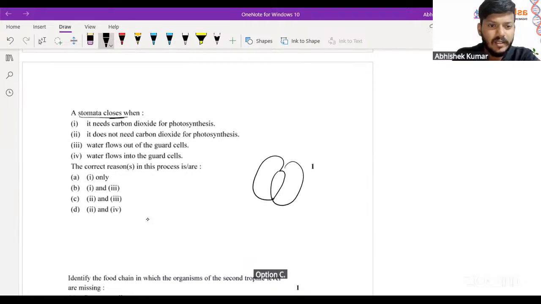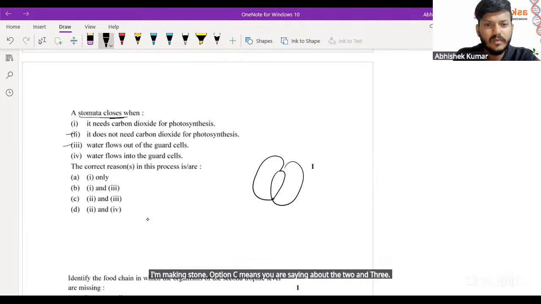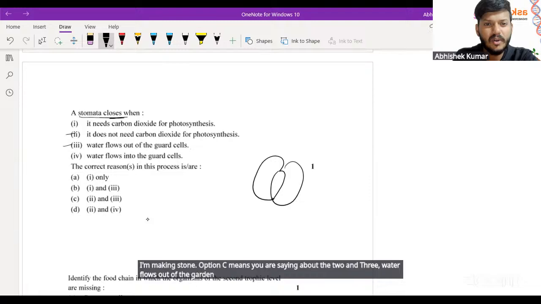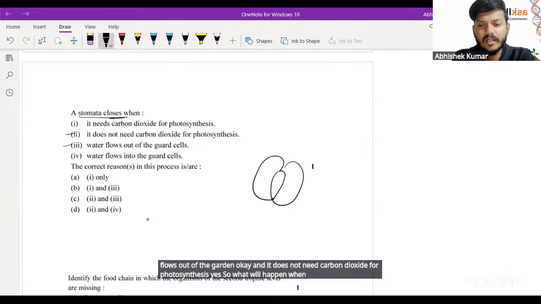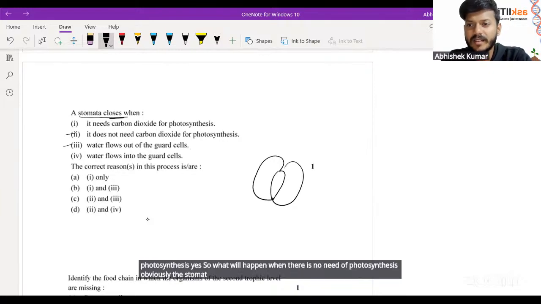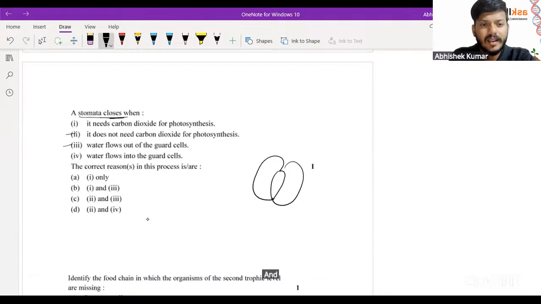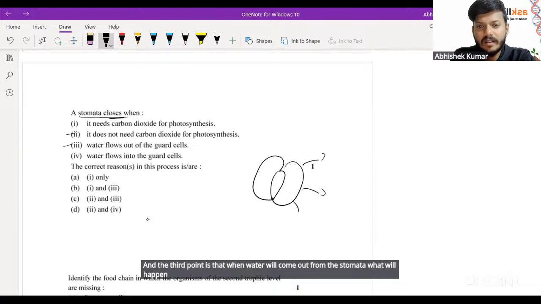Option C means you are saying about the 2 and 3. Water flows out of the guard cell, and it does not need carbon dioxide for photosynthesis. So what will happen when there is no need of photosynthesis? Obviously, the stomata will not open, right? And the third point is that when water comes out from the stomata, these guard cells will shrink and close the stomatal pore. So option C is correct.